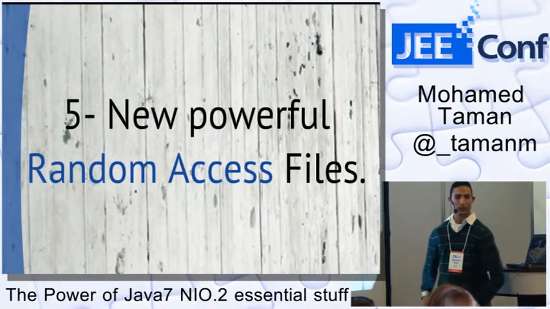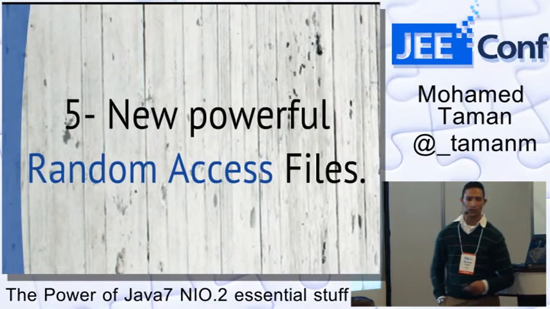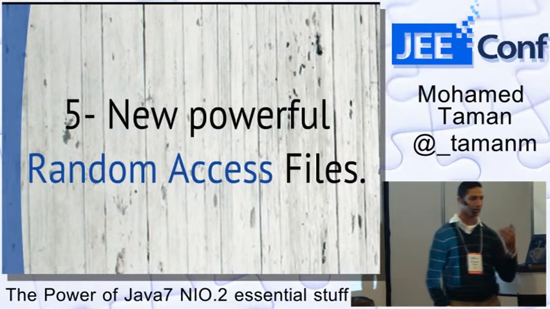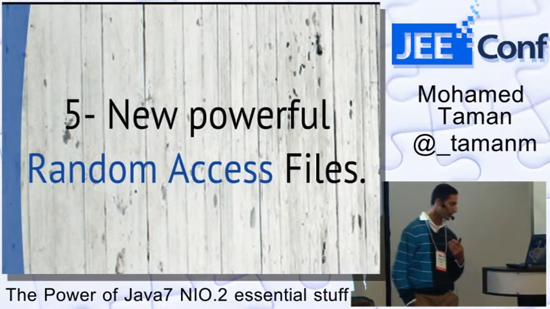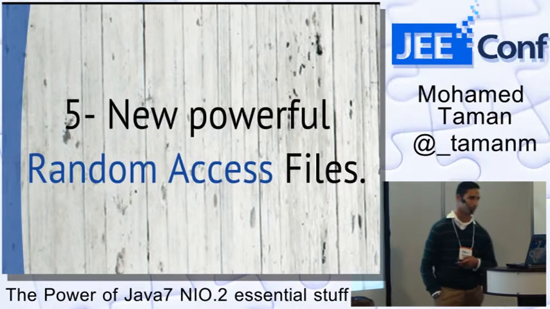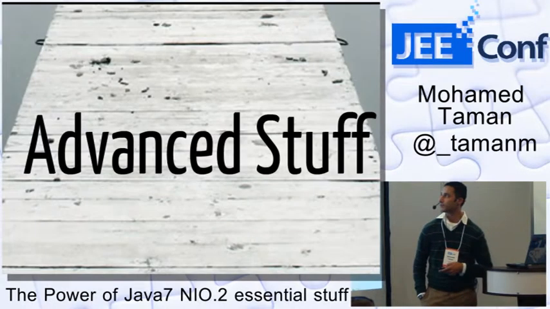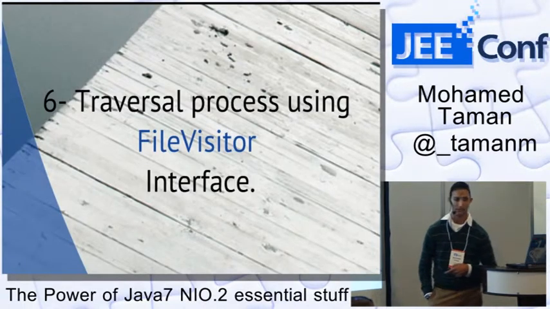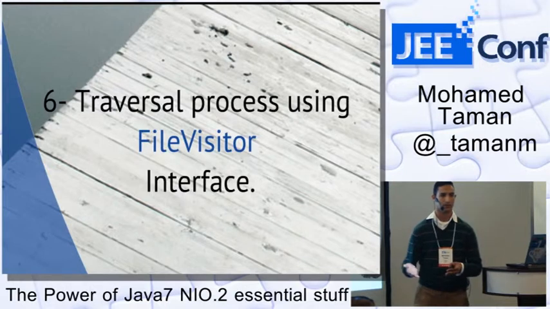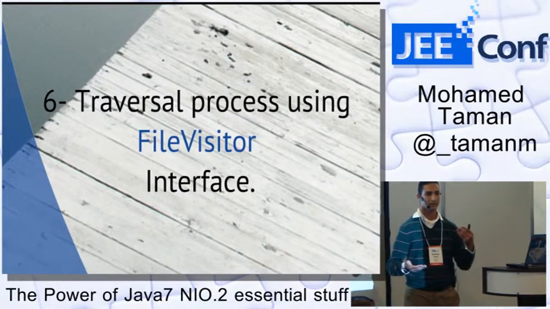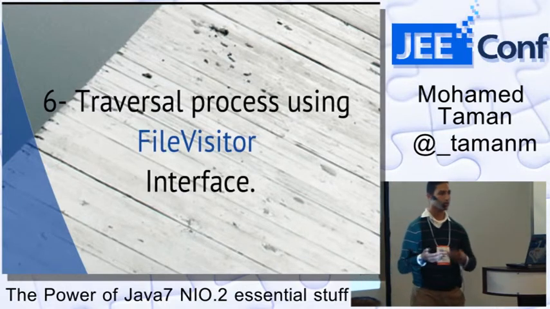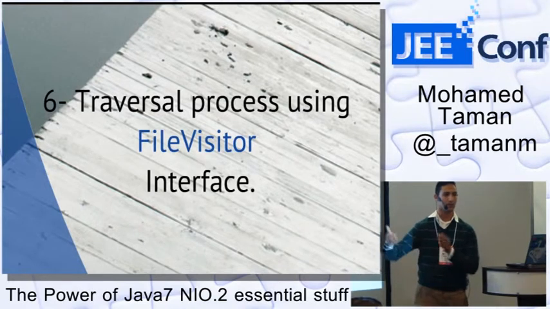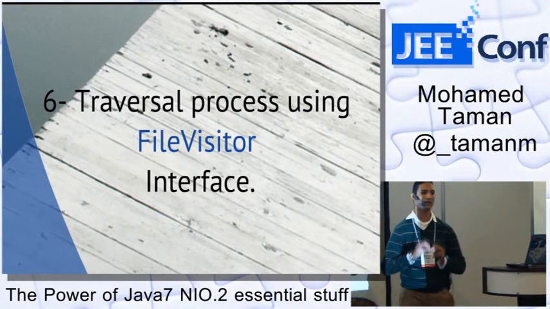Then we will talk about RandomAccessFile, which already existed before, but there is a major improvement in this release. Other advanced stuff that we will cover tomorrow: the traversal process using the FileVisitor API, which makes it easy. It's a standard now. You don't have to use third-party libraries from Apache IO or something like this. You have the standard implemented in your JDK in an efficient way.